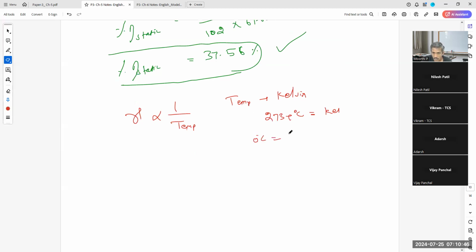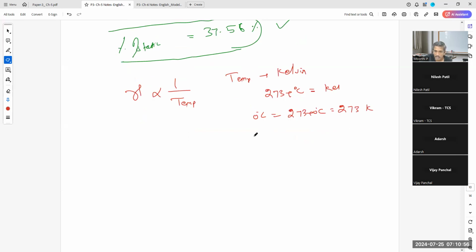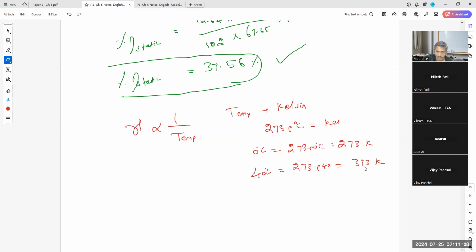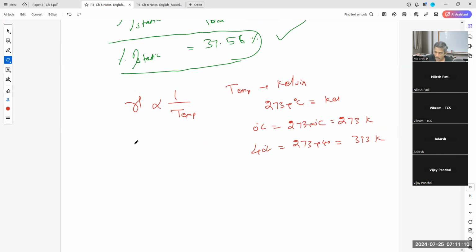0 degree Celsius, how much Kelvin? 273 plus 0, then 273 Kelvin. For 40 degree? 273 plus 40, 313 Kelvin. Okay, this value done. R0, density at 0 degree Celsius, what is the value? 1.293 kg per meter cube. Okay.